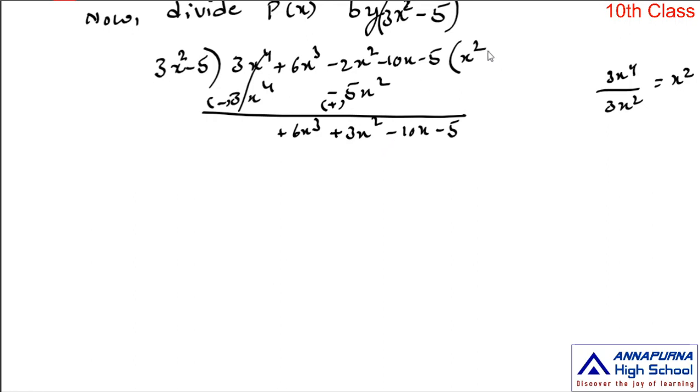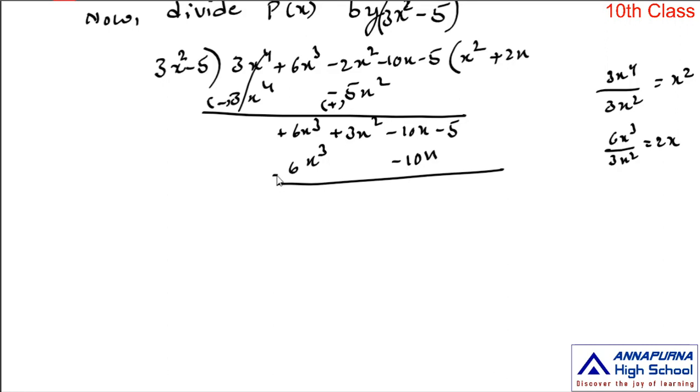Now the second term of the quotient: divide the first term of the new dividend by the first term of the divisor. The new dividend's first term is 6x³, divided by 3x², which is equal to 2x. So that is the second term of the quotient, plus 2x. Plus 2x into 3x² is equal to 6x³, plus 2x into minus 5 is equal to minus 10x. Change the signs.